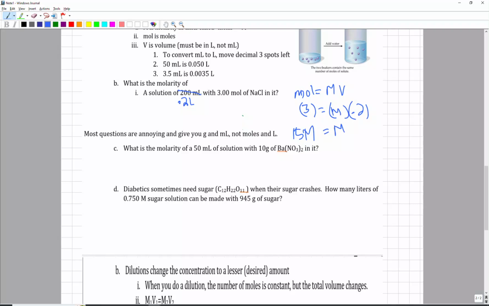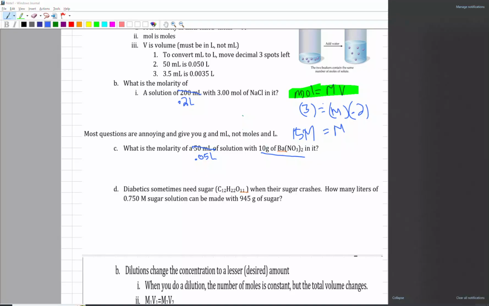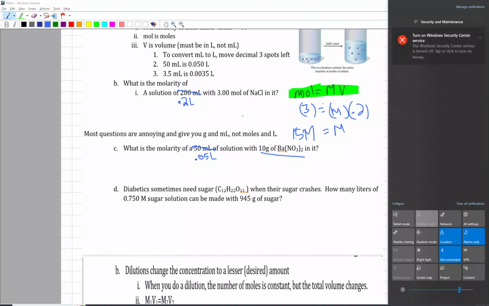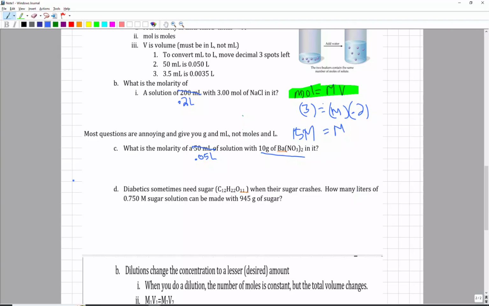Most questions are annoying, they give you grams and milliliters, not moles and liters. So if I have 10 grams of barium nitrate, what is the molarity? Going to use the same equation. What is the molarity of 50 milliliter solution? I don't believe in 50 milliliters, 0.05 liters, with 10 grams of barium nitrate in it. Well, grams, I have to convert that into moles.